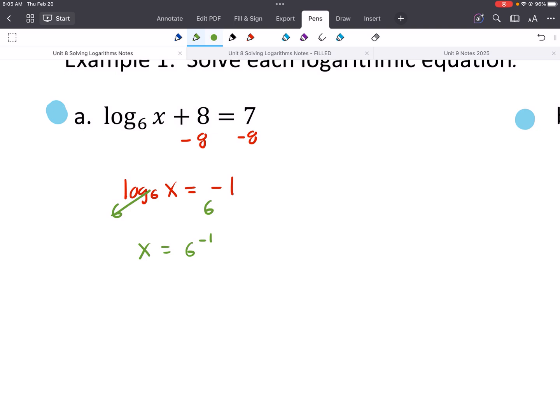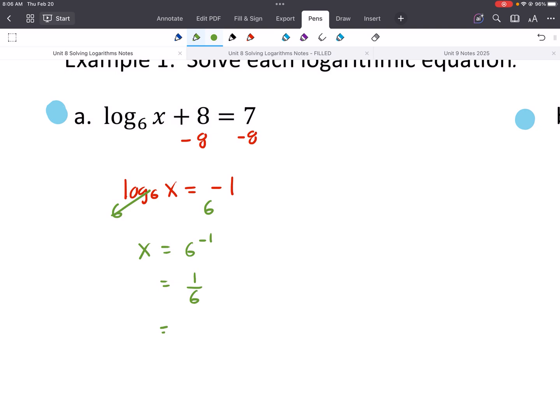So on your homework, you can put in any answer as long as it's equivalent. So you could put that as your answer. You could also write it as 1/6. We learned that a negative exponent, we can do its reciprocal. Okay, if you cross the line, you change the sign.